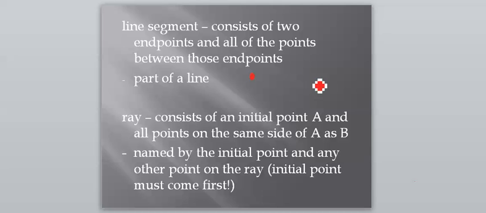So 2 endpoints. Here's a beginning, here's an end. And all the points between there. So they make up part of a line. And these endpoints, since they are points, will have capital printed letters.